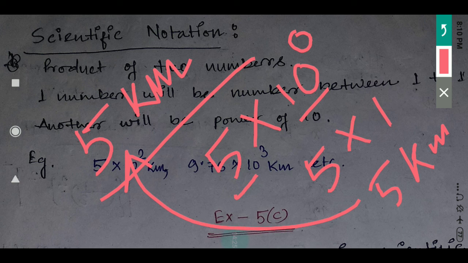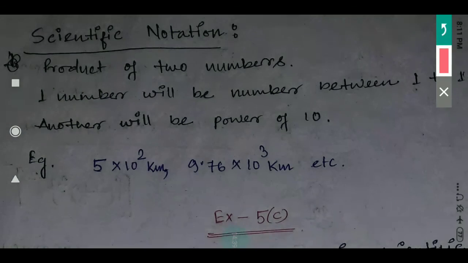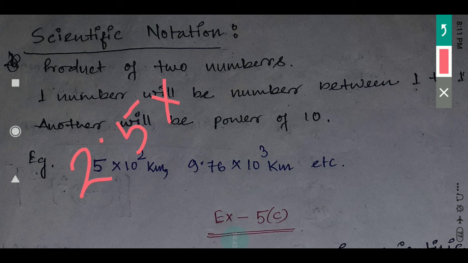So any number you can write in the form of scientific notation. Scientific notation means there will be a multiplication of two numbers. One number will be between 1 and 10 and the other will be a power of 10. Now tell me one thing. Suppose I have written 2.5 into 10 power 3. Is this in scientific notation or not? Yes or no?